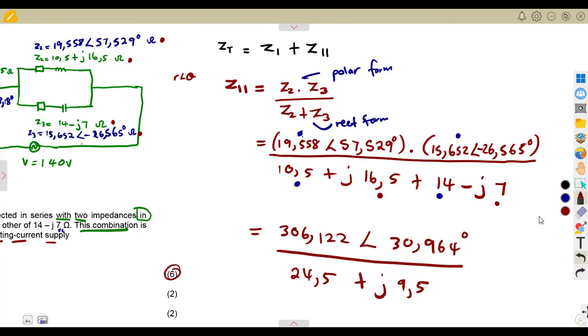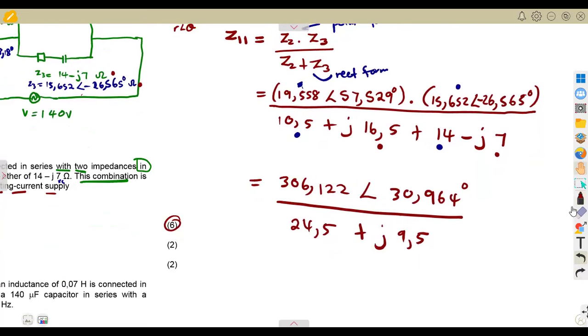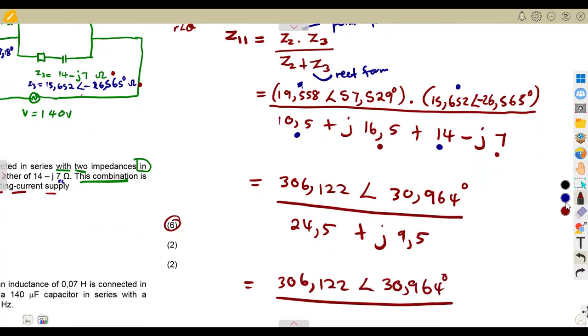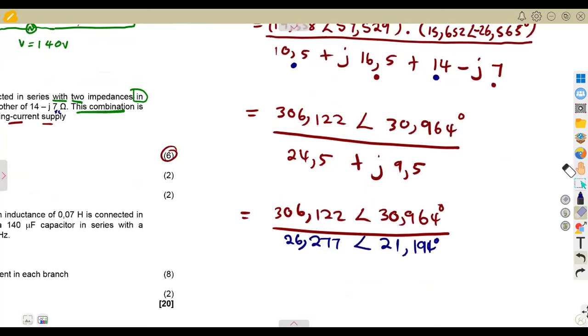And you have to convert this to polar form because you are to divide. I talked about this conversion. So that means if you were to convert, you were going to obtain something of this nature. If you were to convert this using that conversion to polar form, that was going to give us 26.277. Then the angle was going to give you 21.194. So I want you to convert that using the shift to polar form. Then you write everything as it is.